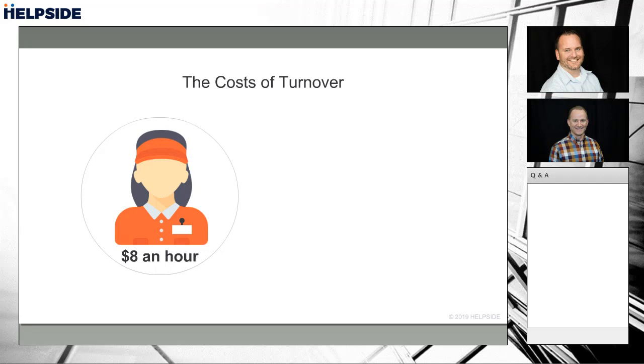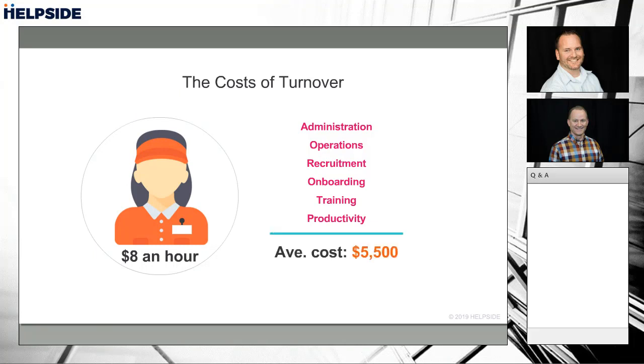So let's talk first of all about the cost of turnover. On day 1 we talked about the cost of hiring, and those are part of the cost of turnover. But for, let's say, an $8 an hour employee, just basically entry-level, you have the cost of administration of someone leaving, and we'll get into the details around that as we go along. Operations takes a hit because we've lost somebody. Recruitment, of course, we talked about those costs over the last couple of days. Onboarding, then, it takes money to find people, to get people on, to train them, to get them up to speed. Of course, there's a productivity hit when you lose someone. All told, for an $8 an hour employee, the average cost is about $5,500.